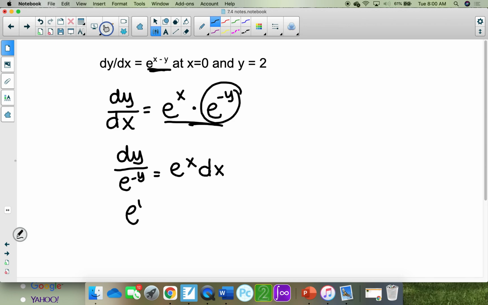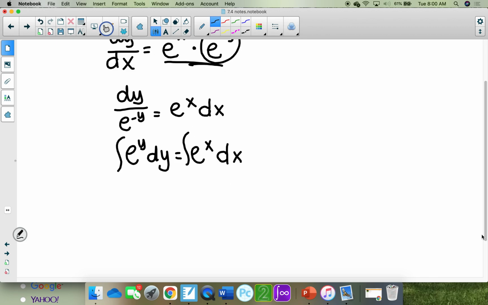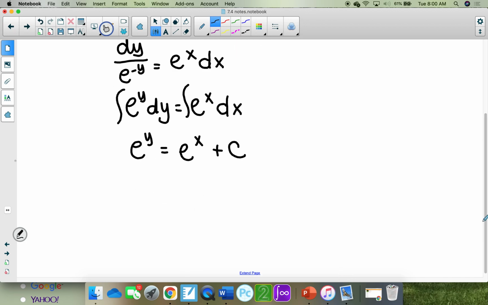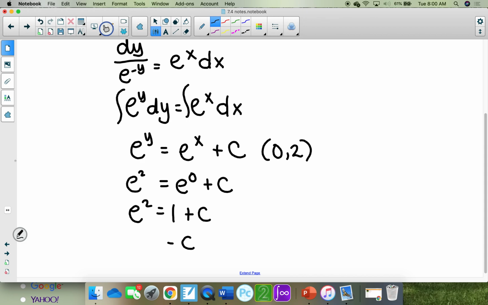And this is the same thing. They're pretty much the same thing on both sides. I separated the y's and the x's. And this is e to the y equals e to the x plus c. And the point that they gave us was 0, 2. E to the second equals e to the 0 plus c. E to the second equals 1 plus c. So c equals e to the second minus 1.